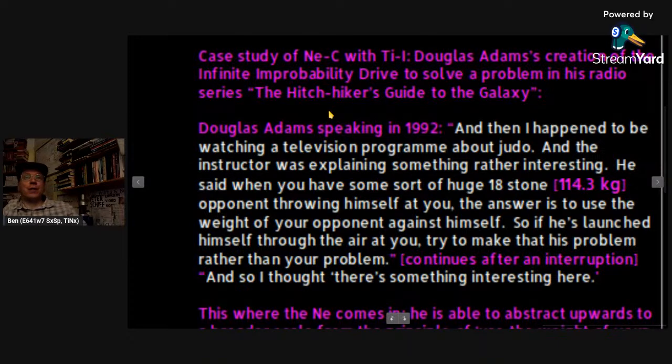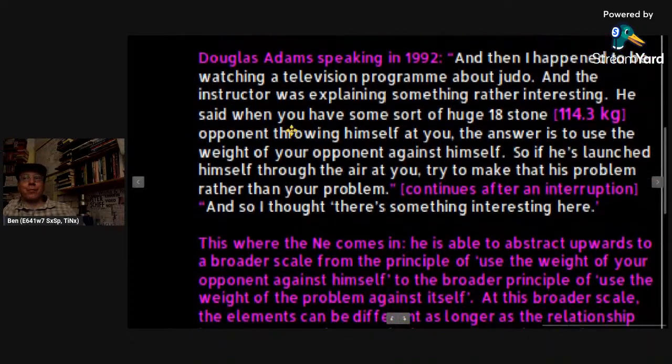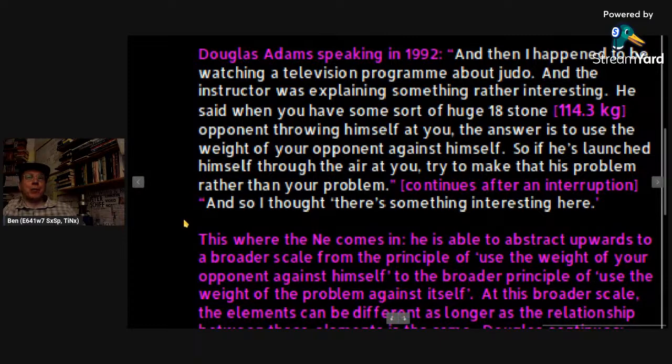Douglas Adams' creation of the Infinite Improbability Drive to solve a problem in his radio series, The Hitchhiker's Guide to the Galaxy. And then I happened to be watching a television program about judo, and the instructor was explaining something rather interesting. He said, when you have some sort of huge 18-stone opponent throwing himself at you, the answer is to use the weight of your opponent against himself. So if he's launched himself through the air at you, try to make that his problem rather than yours.